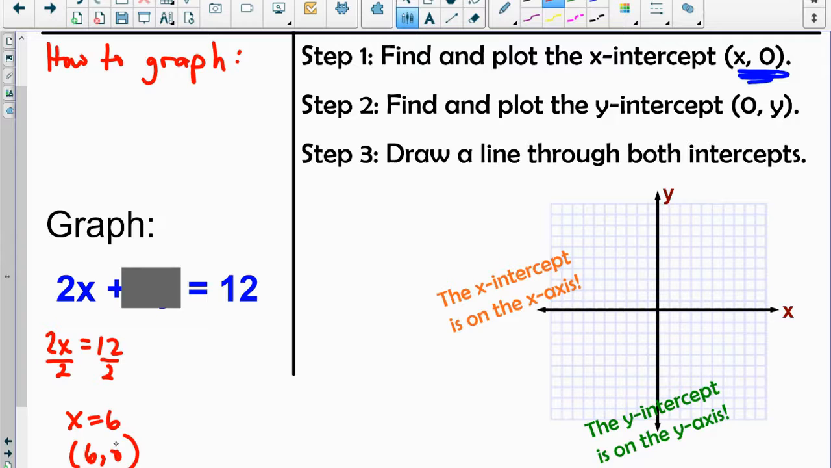I could then plot that on my graph by going to the right 6 units, and I don't go up or down at all because my y-coordinate is 0. That makes it right on the x-axis.